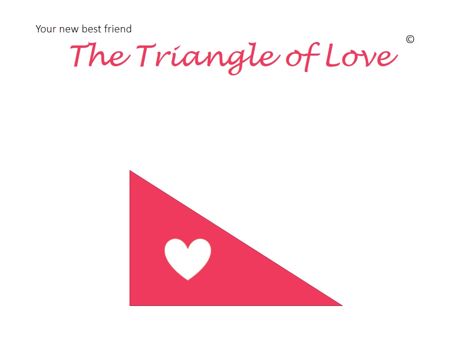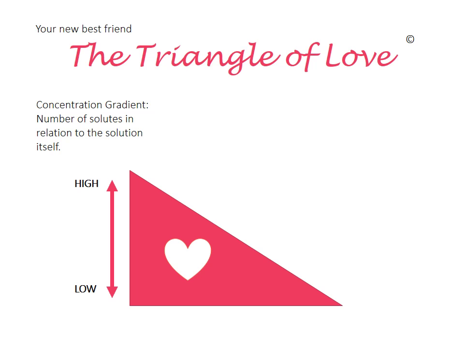So we use this triangle to describe something called the concentration gradient. Now, the concentration gradient is just basically the number of solutes in relation to the solution itself. So do you have a high number of solutes? That means you have a high concentration of solutes, which means you would be high in that gradient. If you have a low number of solutes, of course, you're going to be low in that concentration. So that's going to be lower in the concentration gradient. So once again, if we're higher up on this triangle, that means we have a high number of solutes. And if we're lower on the triangle, we have a low number of solutes.